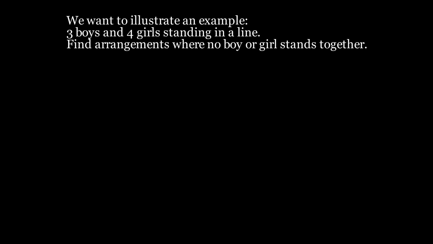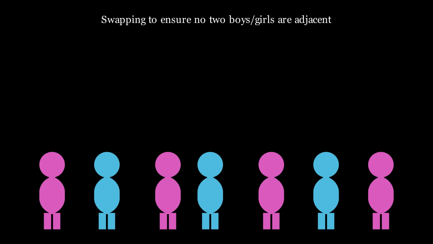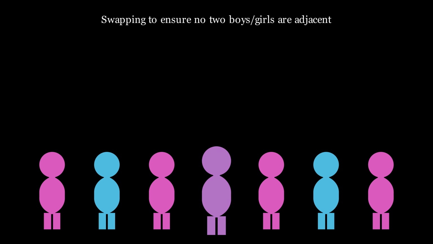Now let's look at permutations with restrictions with an example of a gap problem. Consider arranging 3 boys and 4 girls in such a way that no 2 boys or 2 girls stand next to each other. Let's say the pink ones are our girls and the blue ones are our boys, and we want to ensure by swapping that no 2 boys or girls are adjacent. You can see we can start swapping the boys, and whenever they alternate in position, they are not together, which satisfies the constraint, and we can also swap the girls amongst themselves.